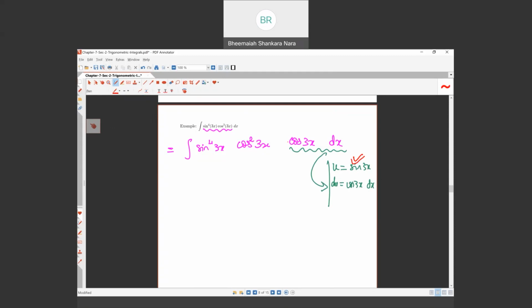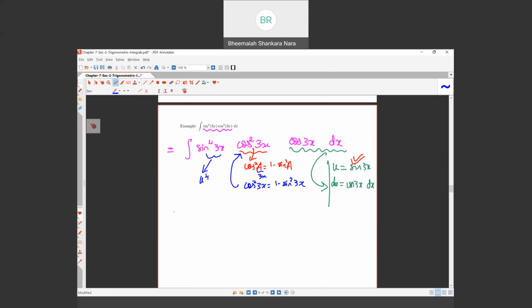Now let me rewrite this cosine square 3x using this formula. If I have cosine square a, the formula is 1 minus sine square a, the very first trigonometric identity. Now I'm going to write this angle a as 3x, which means cosine square 3x equals 1 minus sine square 3x. So this is the substitution I will use for the cosine square term. And since u is our sine 3x, this term will become u to the 4. So we have nice substitutions for every term in the integrand.